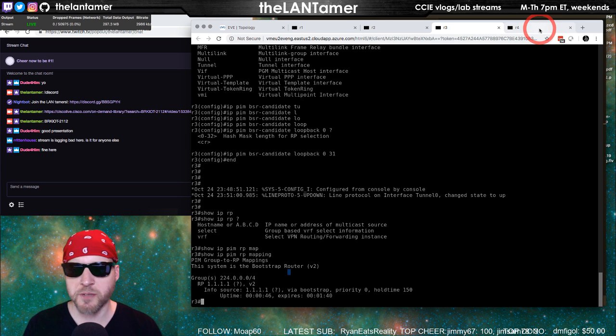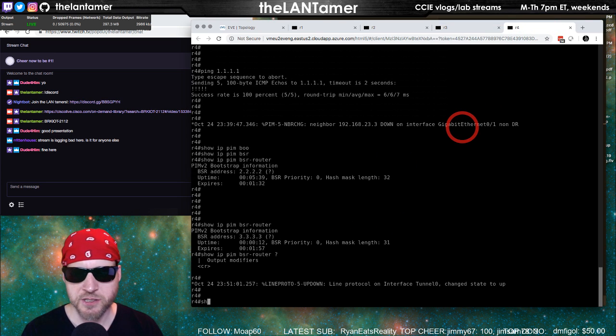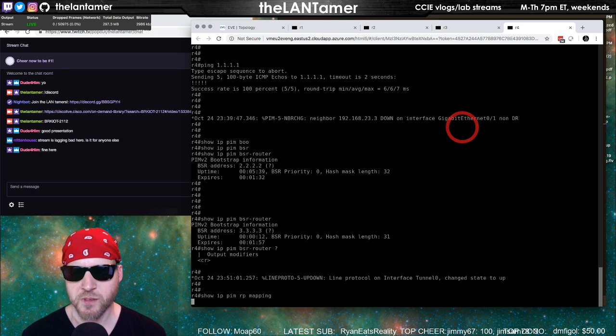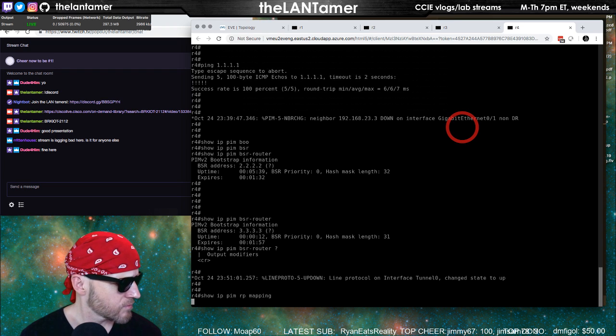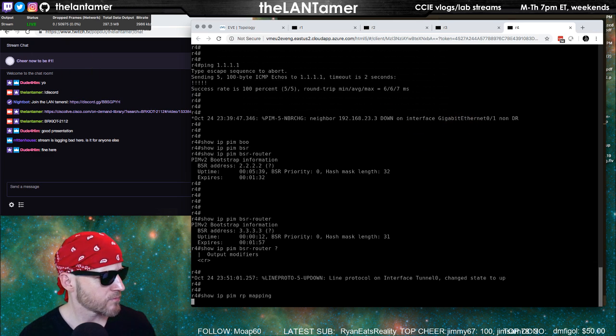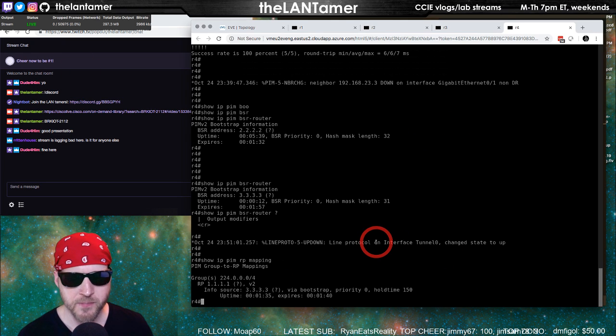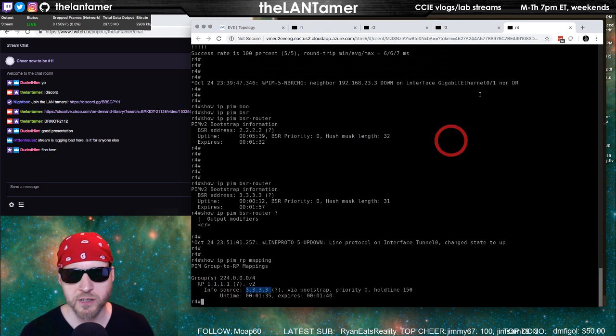Sweet, let's go to router 4 and make sure he learned it. Show IP PIM RP mapping. Also, it is using a tunnel, right? Encapsulation happens on the first packet, at least, that goes to the rendezvous point, right? So this is the rendezvous point, and this is the BSR that told me about that rendezvous point.